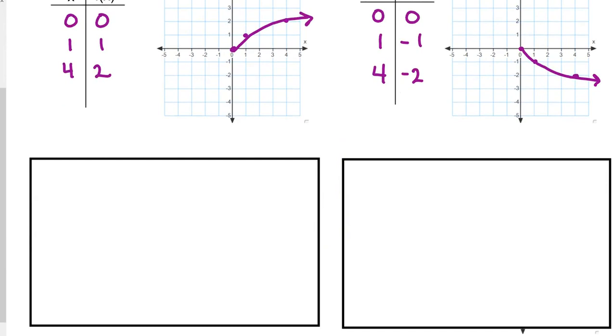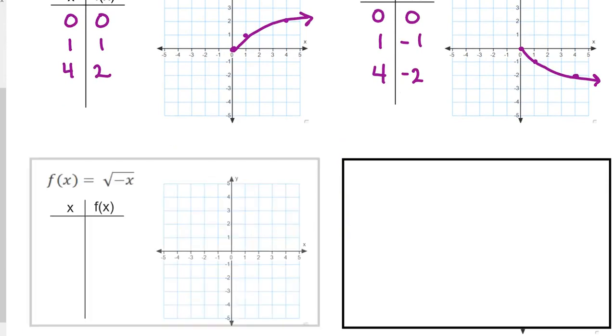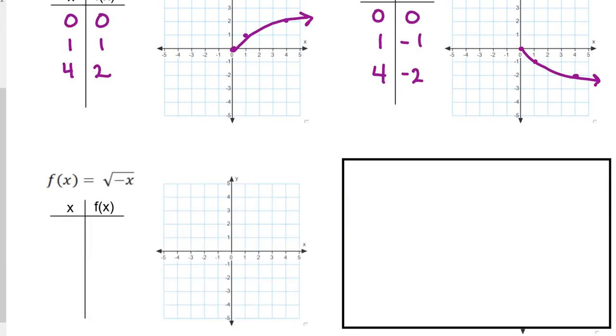Okay, now let's take a look at another way to reflect a function. This time I put a negative inside the square root sign. So let's find some points. If x is 0, the opposite of 0 is 0, square root is still 0. If x is 1, the opposite of 1 is -1, and the square root of -1 is not real. And when we're graphing, we're talking about real numbers only. So 1 is not in the domain.